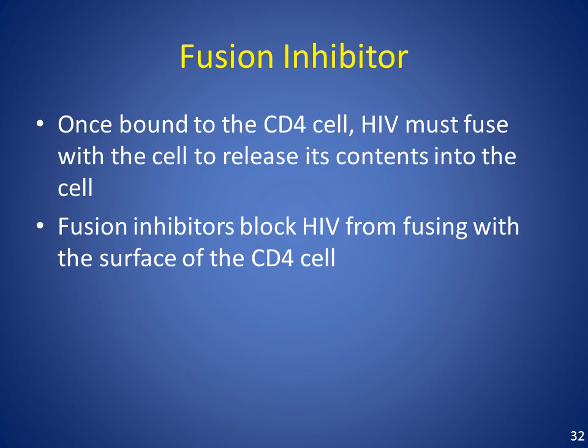The final class of medication, and the class that we use the least often, is the fusion inhibitor. When HIV binds to the CD4 cell, and it has bound both to the CD4 receptor and to the co-receptor, it then fuses with the surface of the CD4 cell and empties all its contents into the cell. The fusion inhibitors stop this process, and I'll illustrate this with some pictures on the next couple slides.